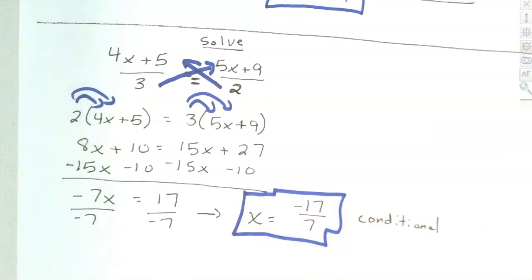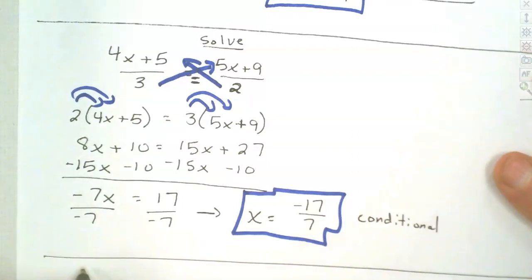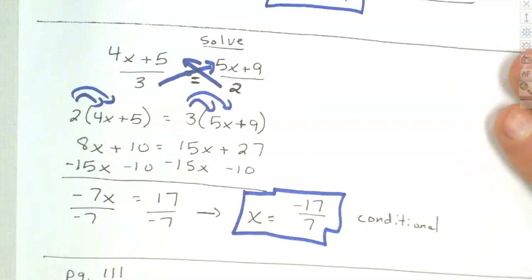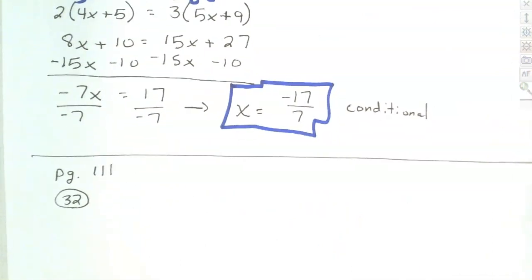I want to pick a couple of problems from our textbook to look at. Let's see if I can find a good one here. I'll try to do some that are contradictions again, some more that have fractions as well. We're going to look on page 111. And if you don't have your textbook, that's fine. I'll put it up on the screen and write it down. And we're going to look at question 32. So I'll just write that down for us. Page 111, question 32.